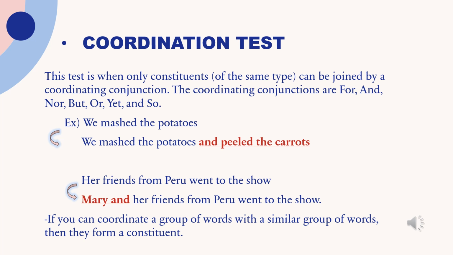The second example is: her friends from Peru went to the show. We can add to it: Mary and her friends from Peru went to the show. And of course, if we can coordinate a group of words with a similar group of words, then they form a constituent.